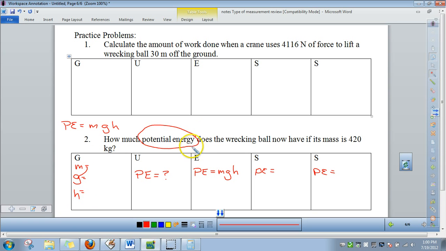Let's take a look back at the problem. How much potential energy does the wrecking ball now have if its mass is 420 kilograms? So my mass is 420 kilograms. I'm going to fill that in. Let's go back and figure out what the height is. From our first problem, we saw that the wrecking ball was lifted 30 meters off the ground. If you lift something 30 meters off the ground, that would be your height.